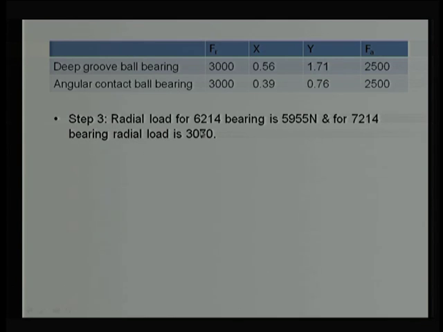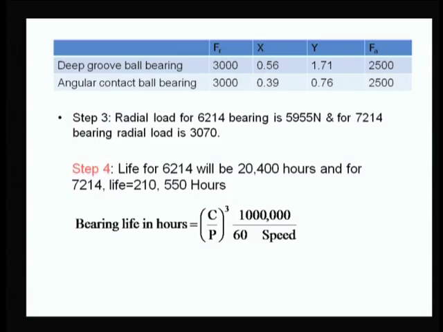So we are going to estimate the bearing life to be much higher, much longer compared to the 6214 bearing. We do that kind of calculation. We know the speed of operation, that is 1000 RPM. We already figured out C from the catalog, and P has been estimated. We can find our bearing life in hours, and for the deep groove ball bearing it is 7192 hours. Not very low life, but not as high as the second bearing.